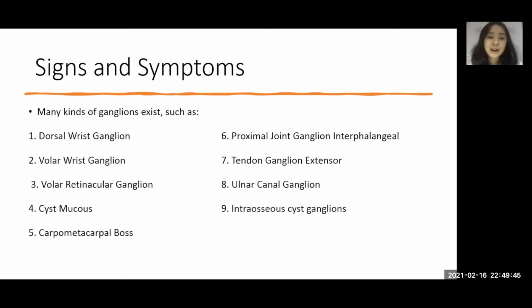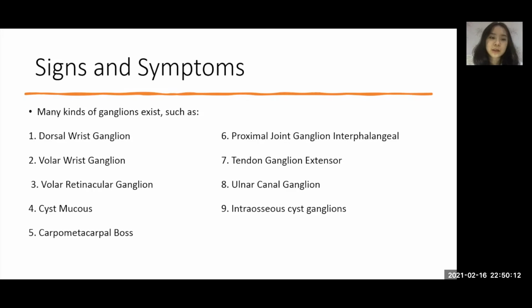Now, there are many kinds of ganglions. The first one is a dorsal wrist ganglion. It is a mass that can form on the hand in multiple places, most commonly on the back or upper side of the wrist, the dorsal wrist. It's usually the most common type of growth on the hand, and frequently these cysts are harmless and not cancerous.